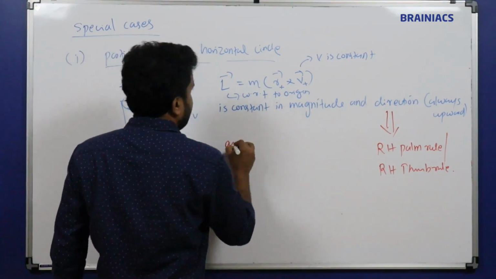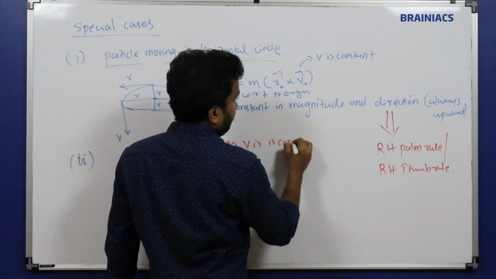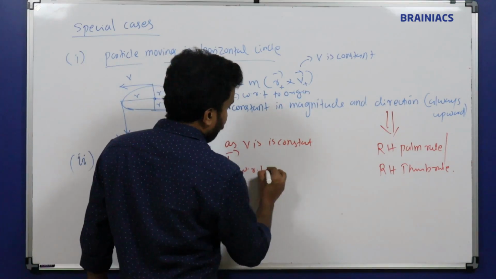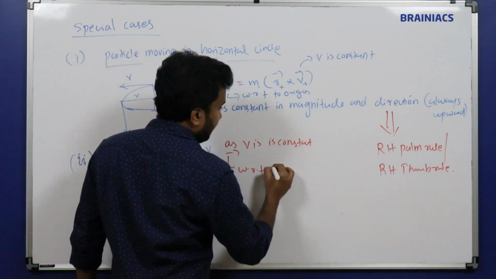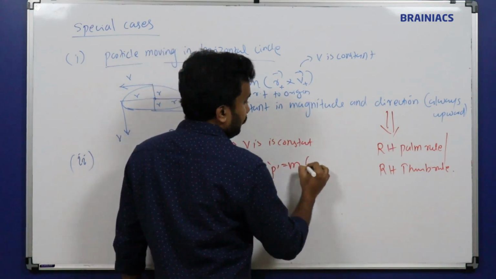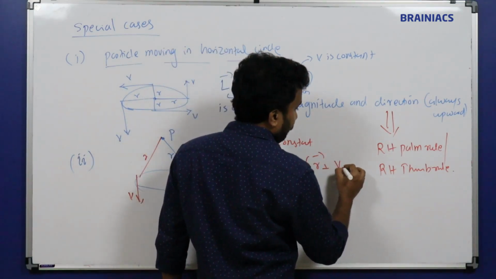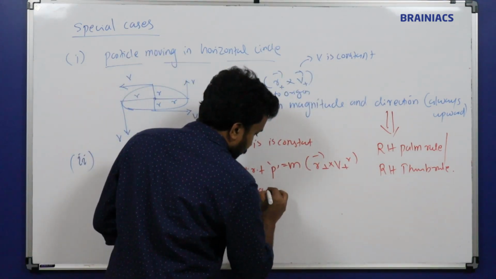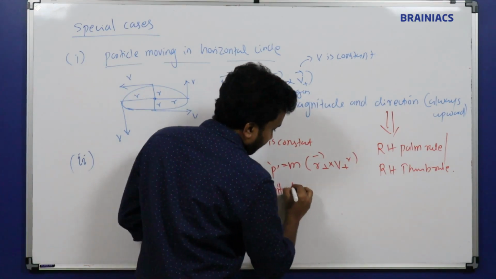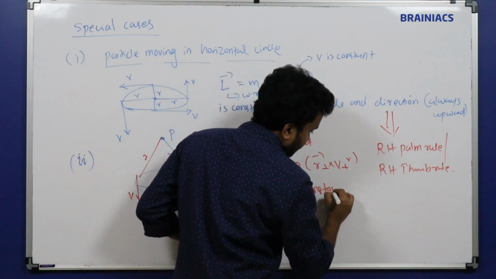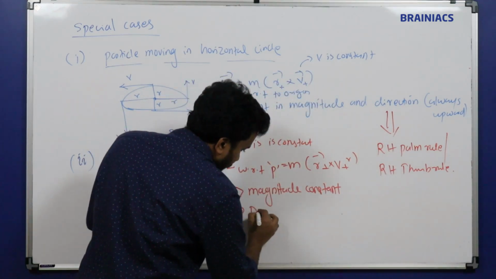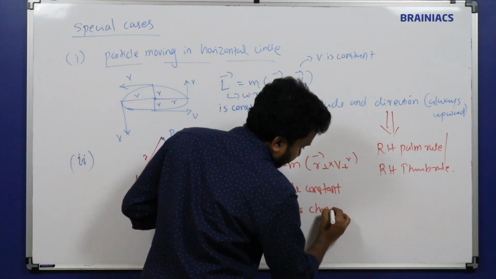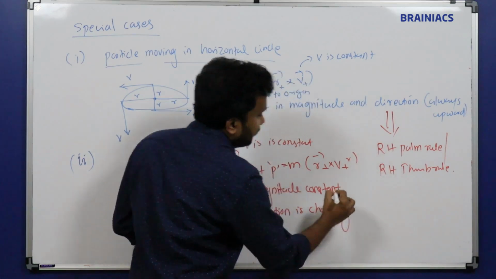As V is constant, and angular momentum with respect to which point? With respect to P is equal to M into R perpendicular into V perpendicular, only we multiplied. But what is here? Magnitude is constant. Magnitude is not changing. But what is changing here? Direction is changing. Magnitude is constant but direction is changing.